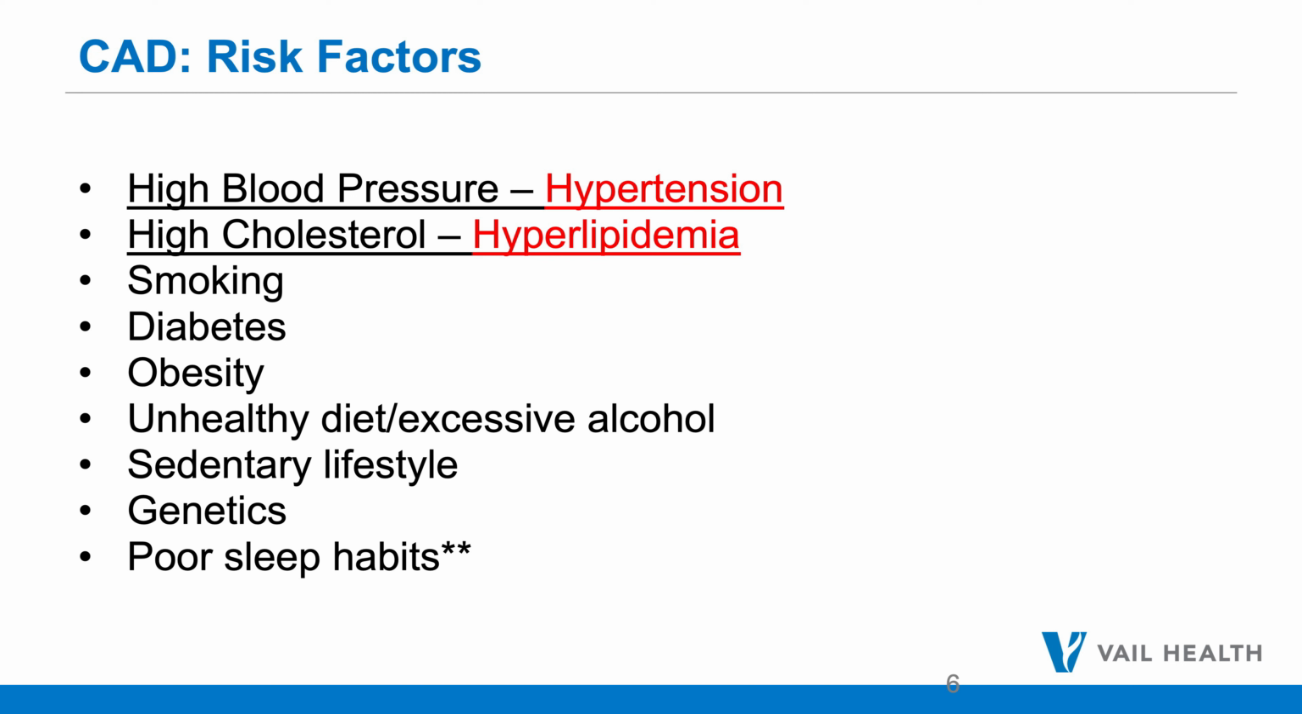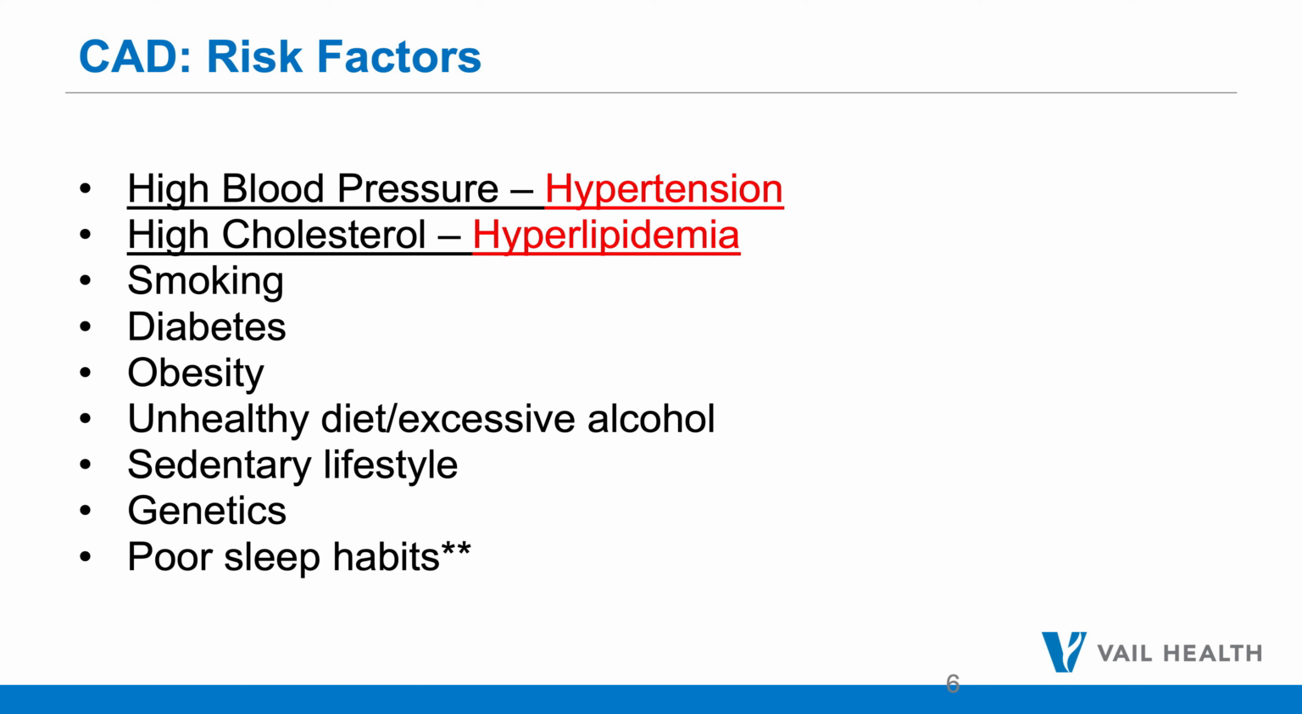There are a lot of risk factors for coronary artery disease. The ones I wanted to highlight are the modifiable ones. Some of them are not modifiable, meaning some things you can do something about, and some things you can't. High blood pressure or hypertension is modifiable and very treatable. High cholesterol is also very treatable. Smoking is more difficult, but absolutely you can stop smoking. It's super hard, but you can do it. Those are the big ones.